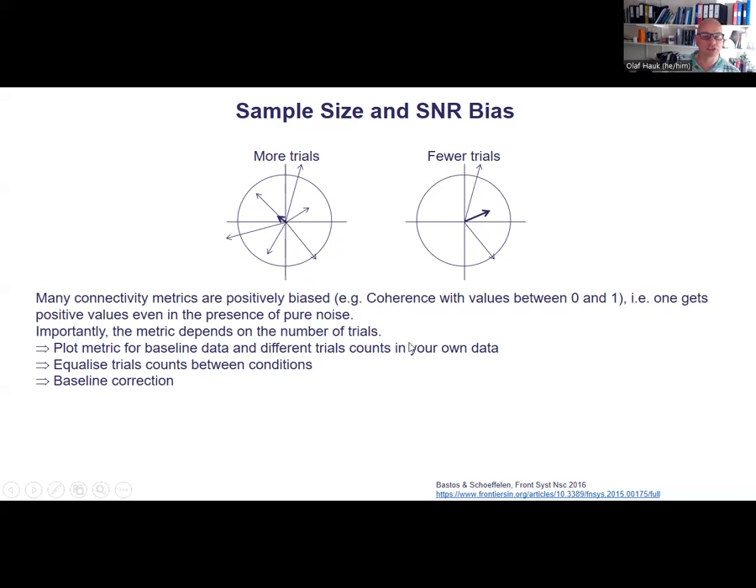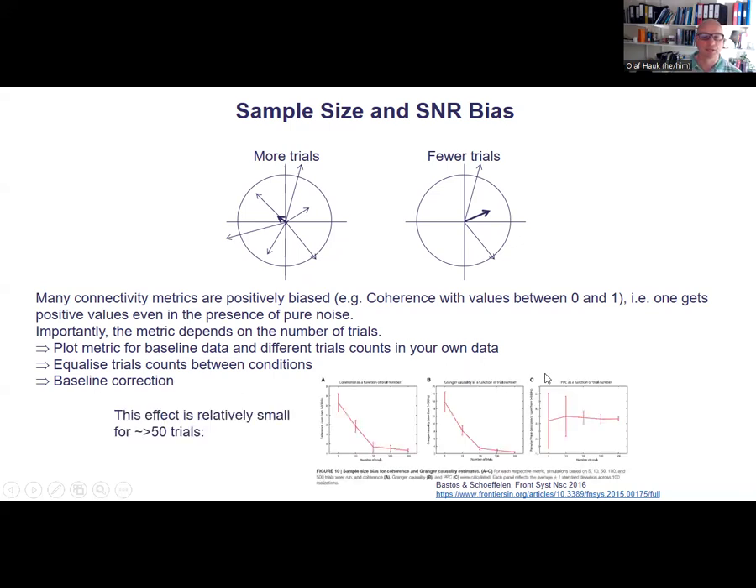So you can, of course, first check whether there's a baseline effect. I mean, there's also some good news in the tutorial by Bastos and Schoffelen. They looked at this kind of bias for the number of trials. I apologize that this is quite a small figure here. You might not see the plots. But they show that this bias becomes relatively small for more than 50 trials. So make sure that you have a large number of trials and you might be okay.